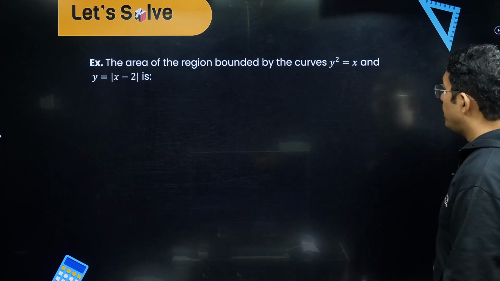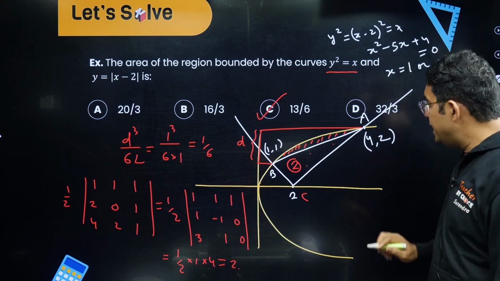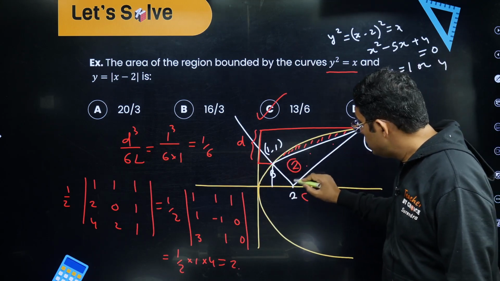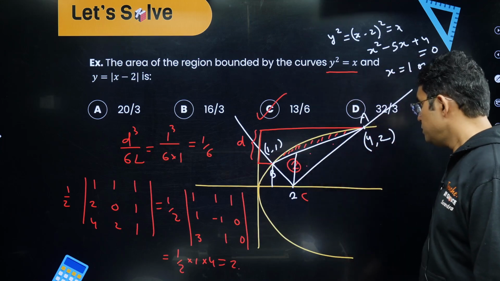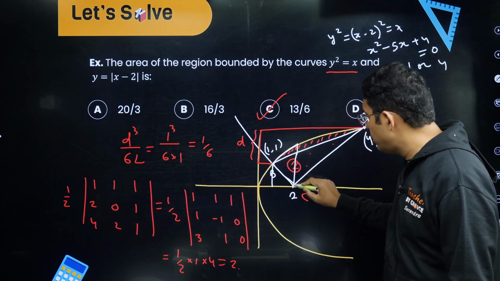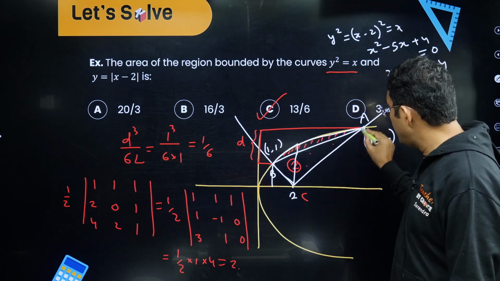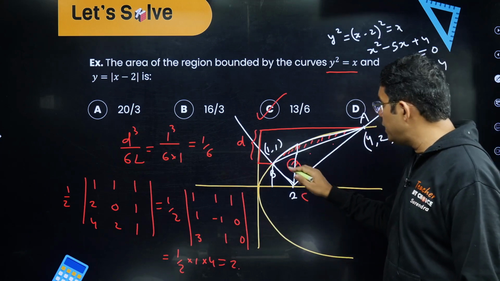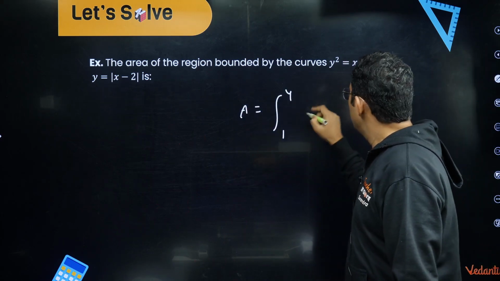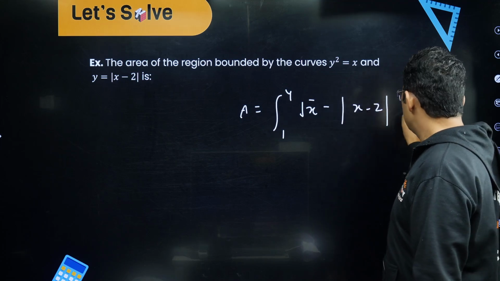Okay. Now I was talking about another method. For another method, we will be doing the integration from 1 to 2 between this parabola and this portion of the mod, and then 2 to 4 between this parabola and this portion of the mod. In fact, we can do it directly also. This will be just area equal to the integral from 1 to 4 of the parabola above, root x, minus mod x minus 2. This integration we need to do.